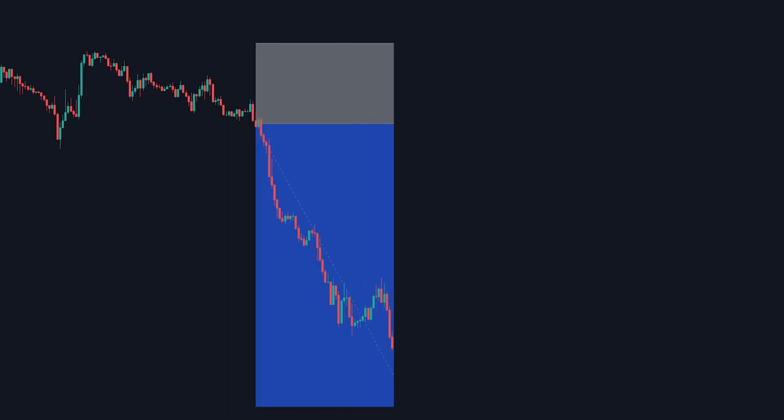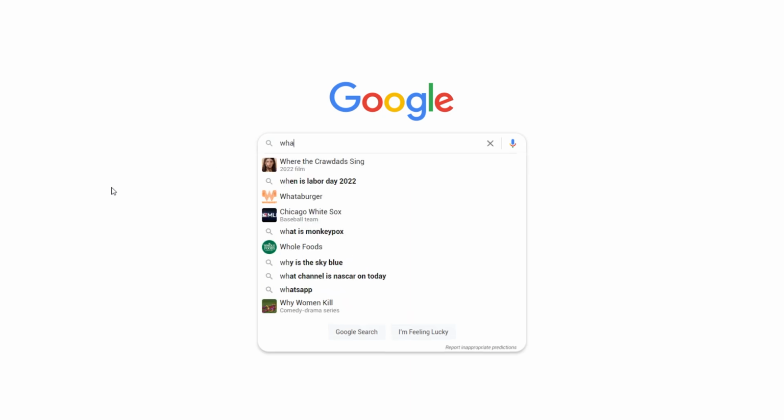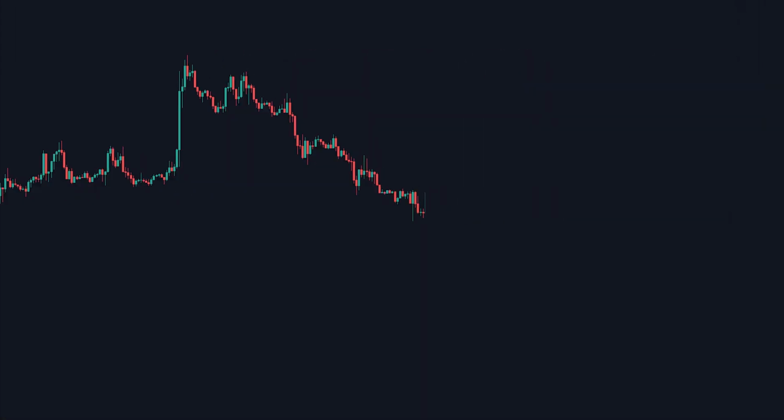For some reason on my last video, a lot of people were confused on how I was making money with the chart moving downwards. It's called shorting. If you don't know what it is, do a Google search. But yeah, this is a short trade.